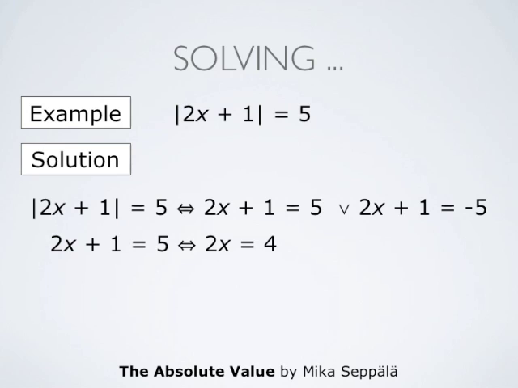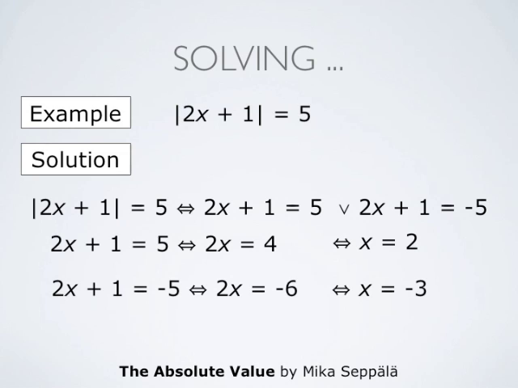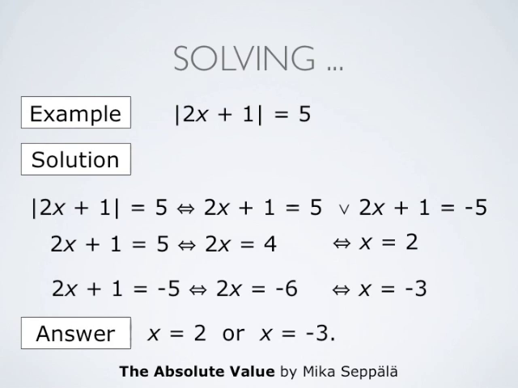So now we solve these two equations. 2 times x plus 1 equals 5. This means that 2 times x equals 4. And this means that x equals 2. This is a solution. 2 times x plus 1 equals negative 5. This means that 2 times x equals negative 6. And this means that x equals negative 3. And this is also a solution. So the answer is that solutions to this equation, the absolute value of 2 times x plus 1 equals 5, are x equals 2 or x equals negative of 3.